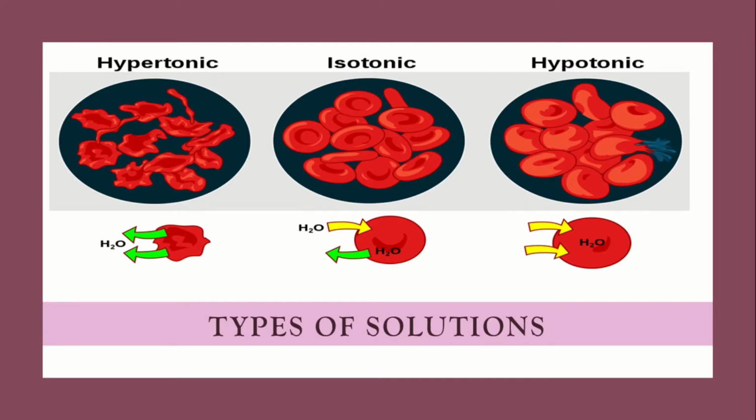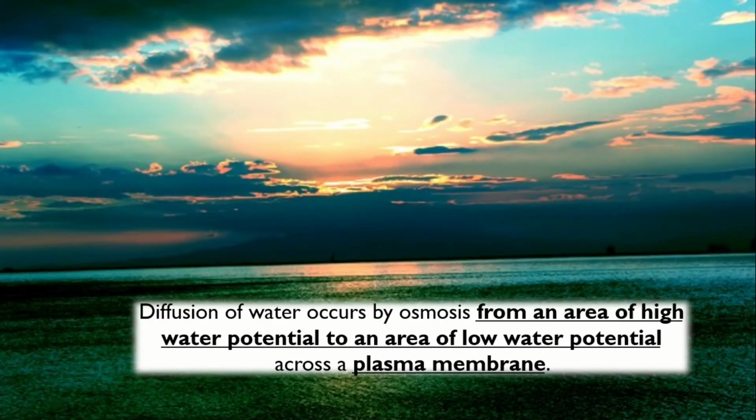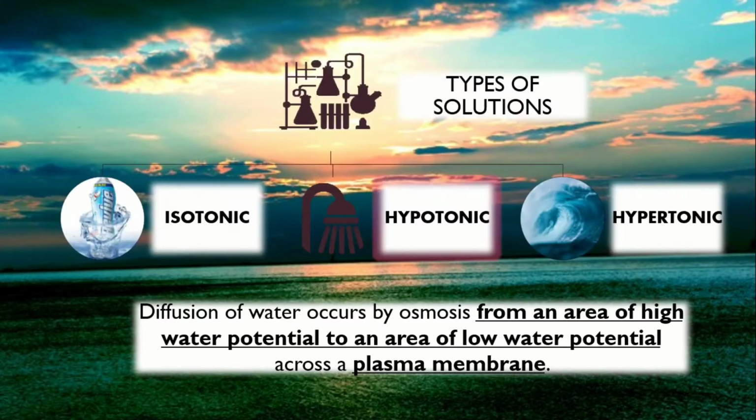Generally, there are three types of solution: isotonic, hypotonic, and hypertonic. The diffusion of water will occur by osmosis from an area of high water potential to an area with a lower water potential across the plasma membrane. So without further delay, we are going to discuss the three solutions: isotonic, hypotonic, and hypertonic solution.